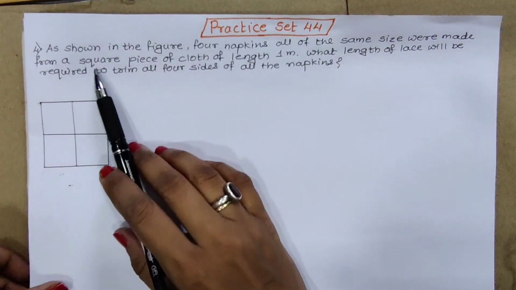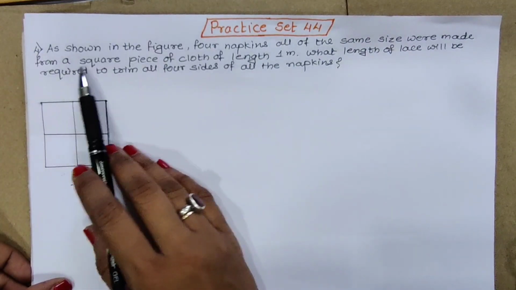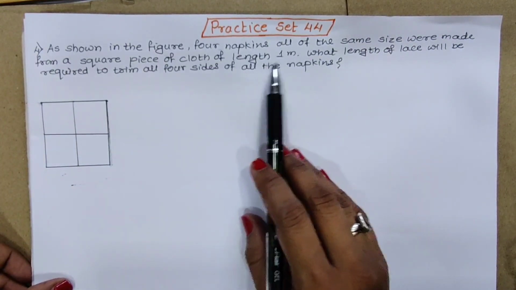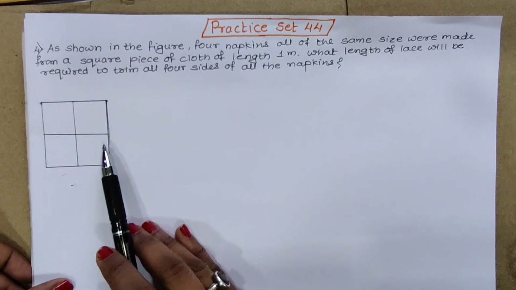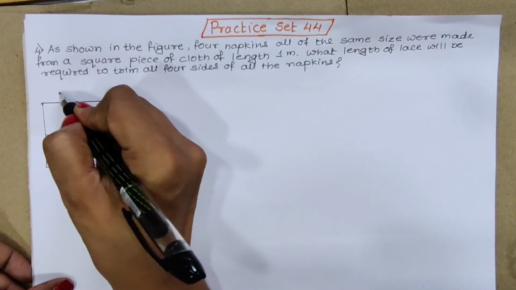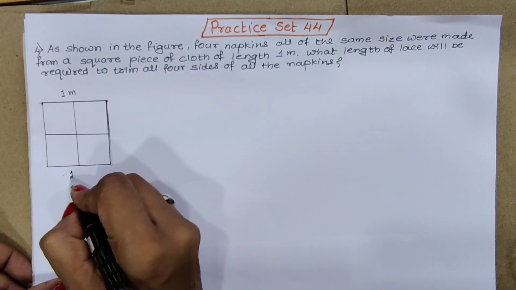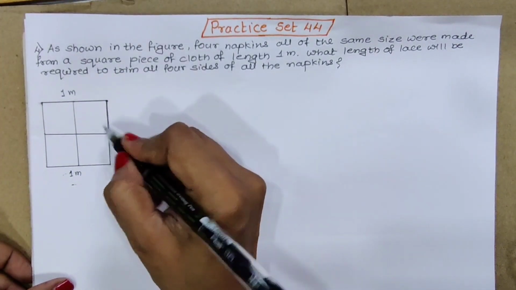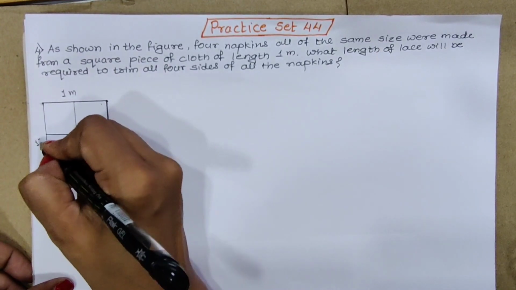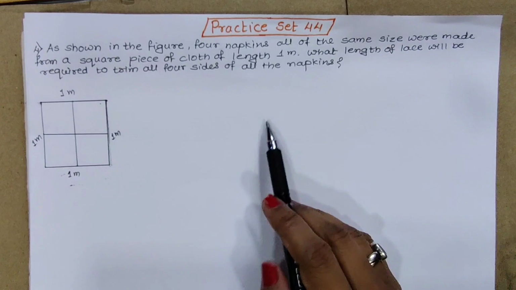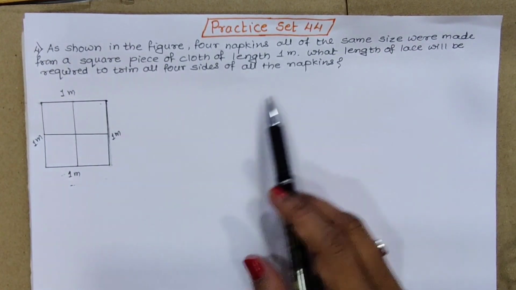Question number 4. As shown in the figure, 4 napkins, all of the same size, were made from a square piece of cloth of length 1 meter. So this is a square piece of cloth whose length is 1 meter each. Because it is a square, all 4 sides are congruent, all 4 sides are equal. If one side is 1 meter, the remaining 3 sides are also 1 meter. So this is a square piece of cloth whose length is 1 meter.